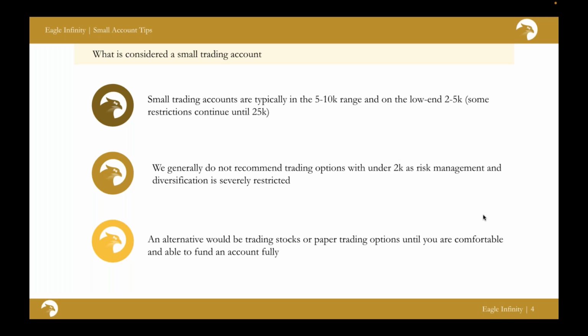Now, if you do have an account less than $2,000, what I'd recommend as an alternative is trading stocks with it and getting the hang of trading through stocks first, basically. Most brokerages allow for fractional shares, so that shouldn't be a constriction, as well as paper trading options until you're comfortable and able to either fully fund an account or grow that account up to the size where you're not only comfortable with trading options, but you're not starting off behind by setting yourself up to be restricted in terms of risk management.